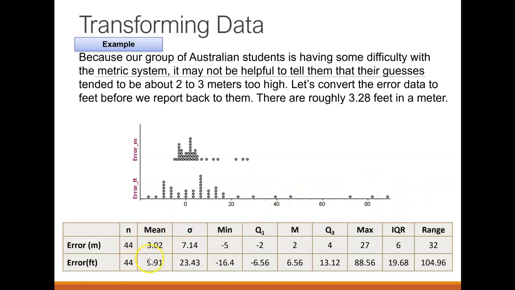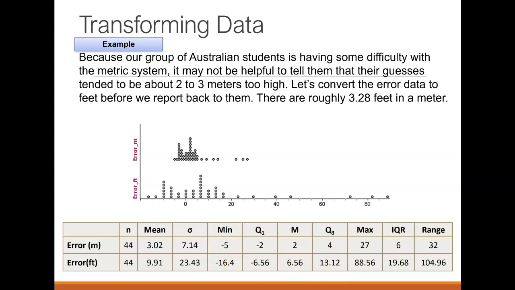If I look at the mean here, 9.91 divided by 3.28 is 3.02. 2343 divided by 3.28 is 714. 16.4 divided by 3.28 is 5, etc., etc., etc. Is everybody okay with what we're seeing there?